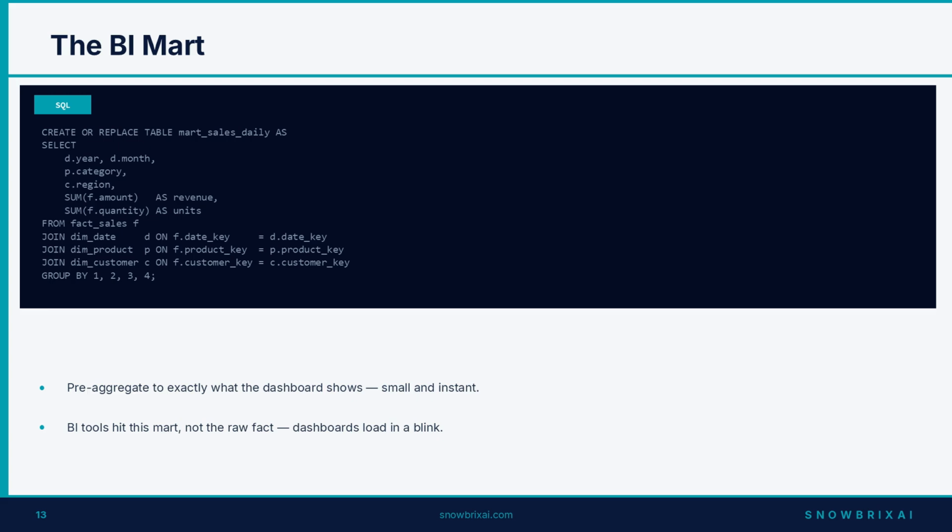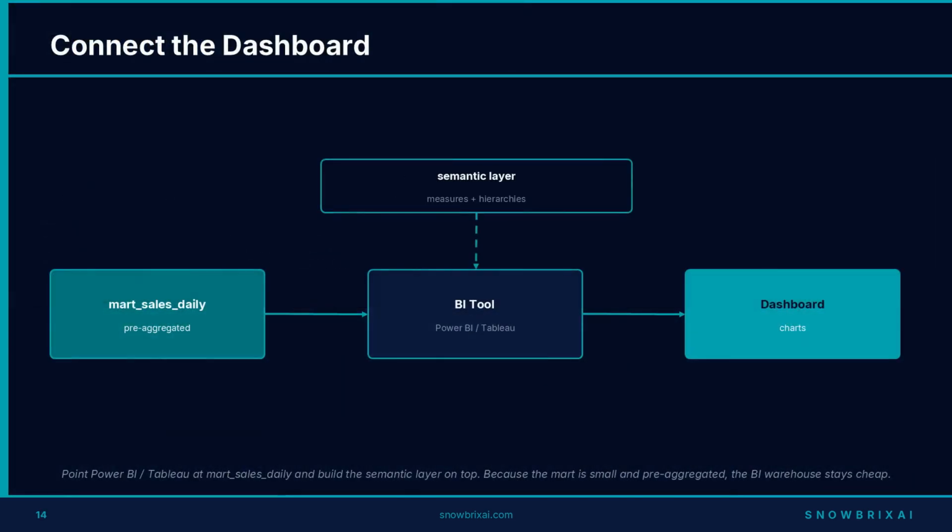So now how do we actually connect a tool? Here is the last mile. Connecting the dashboard, you point Power BI, Tableau or even a notebook at mart sales daily. Then you build your semantic layer on top, your measures and your hierarchies. But notice you are building it on a clean pre-modeled foundation, not a swamp. And there is a quiet cost win hiding here. Because the mart is small and pre-aggregated, the BI warehouse barely works, it stays cheap. Fast for analysts, cheap for you. That is the dream combination.